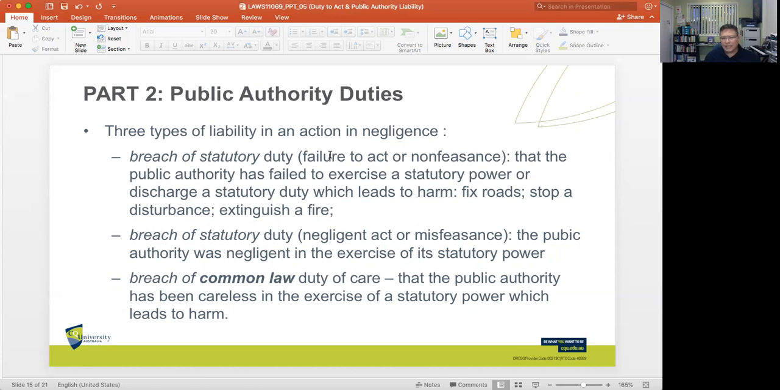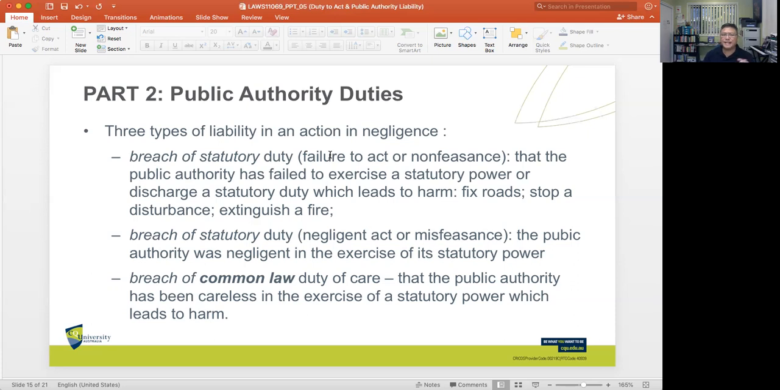There can also be a breach of statutory duty such that even though the statutory agency or statutory body may actually be complying or fulfilling its statutory duty, it may do so in a negligent way or negligent fashion, which is misfeasance. So if a statutory agency or body does fulfill its duty, but it is negligent in doing so, then it exposes itself to potential liability in an action for negligence.